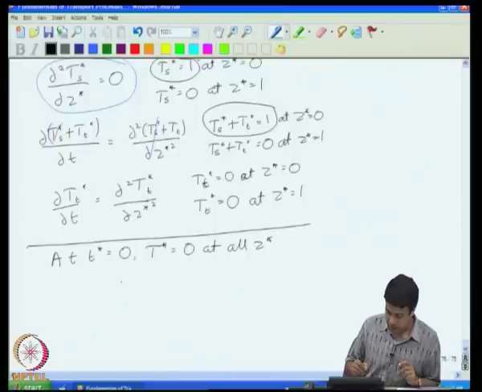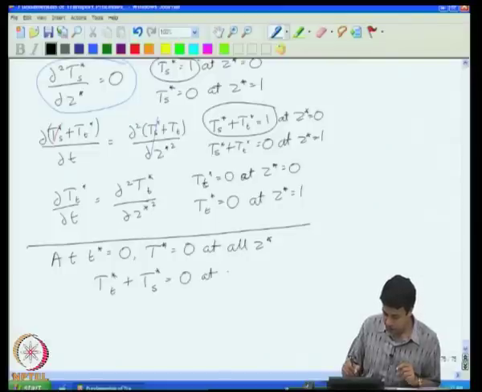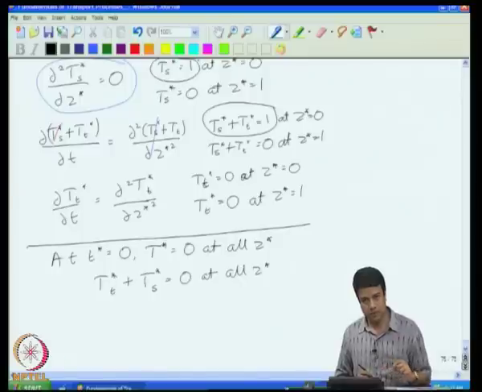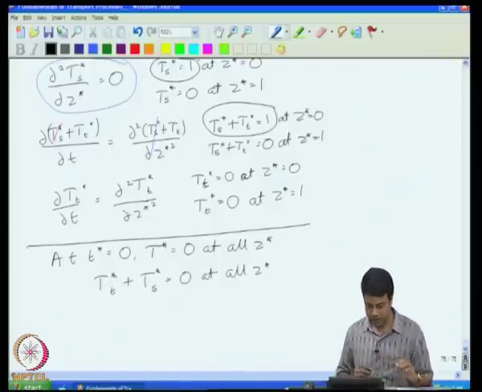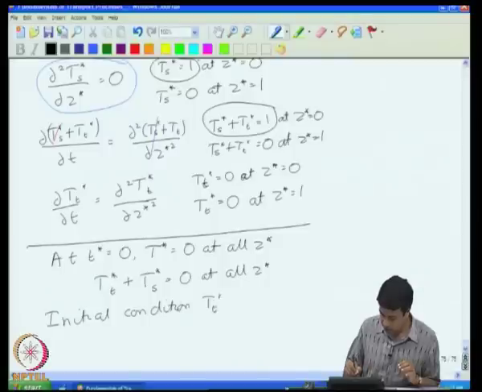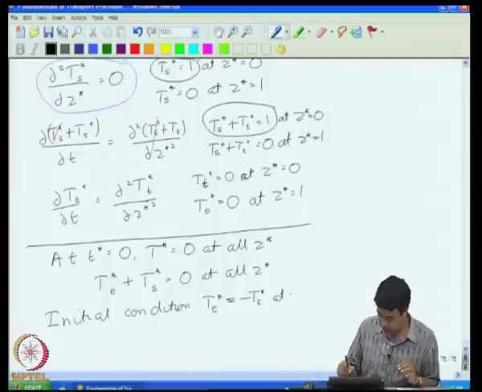However, the steady part, okay, so this means that T transient plus T steady is equal to 0 at all z. Okay. The steady part is independent of time. Okay, the steady part is time independent, it's only a steady solution. Okay. Therefore, the initial condition is that T transient is equal to minus T steady at T star is equal to 0 for all z.